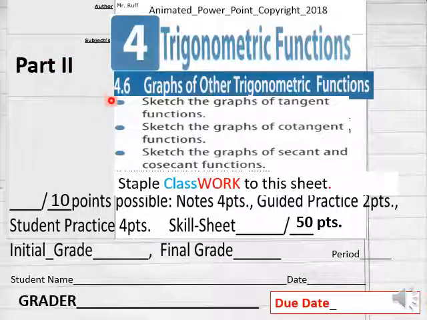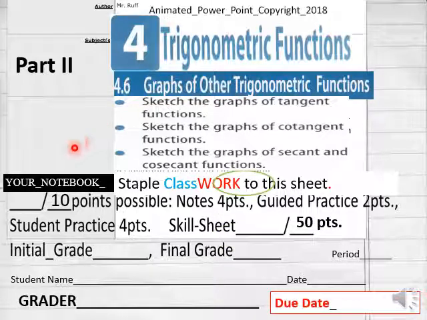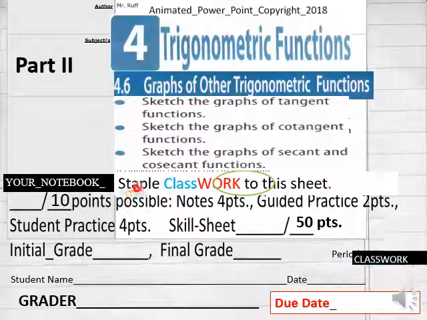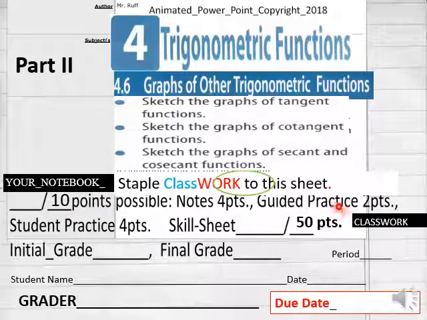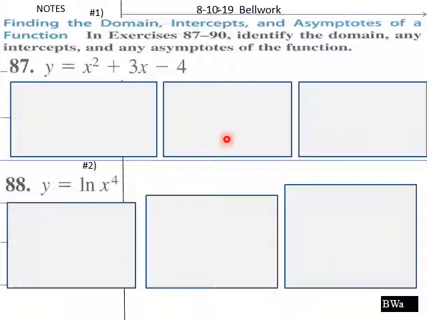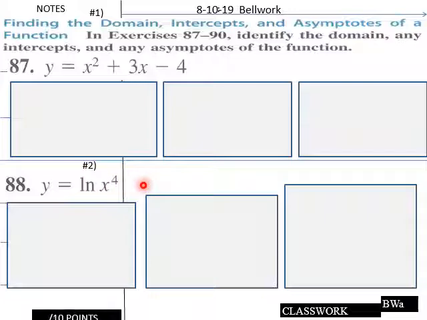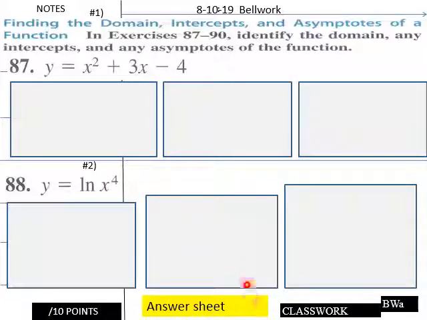4.6 part 2, graphs of other trigonometric functions. Your notebook has 10 points today, and your classwork has 50 points on your classwork sheet. Students, get your classwork sheets ready. And today's bell work: identify the domain, any intercepts, and any asymptotes of this function here. Same thing down here. Students, you have 6 minutes for that.